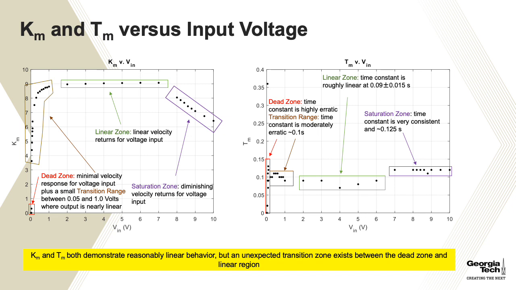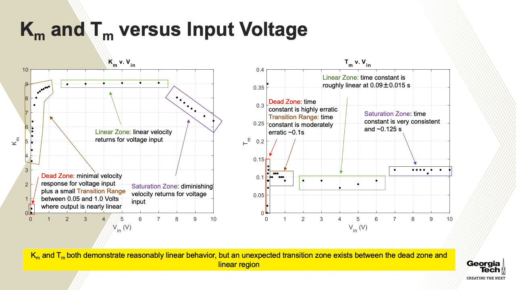Motor constant Km is the ratio between the angular velocity and input voltages of the motor. On this plot we see a dead zone, a linear zone, and a saturation zone. In the dead zone, there's no velocity response to the input voltage. In the linear zone, we see a linear response to the voltage. And in the saturation zone, we see no increase of angular velocity in response to voltage. Interestingly, there's a small transition zone between 0.05 volts and 1 volt, where the motor behaves extremely nonlinearly.